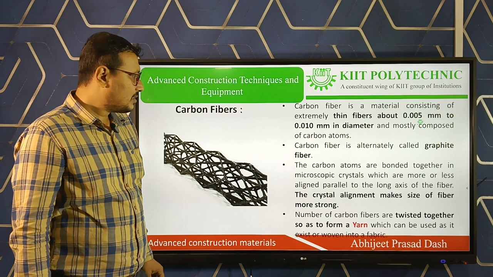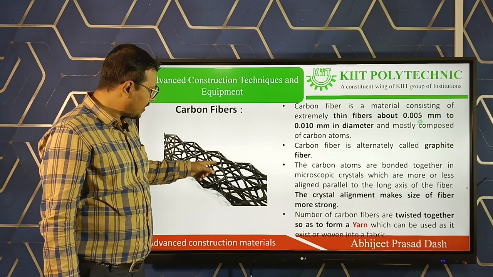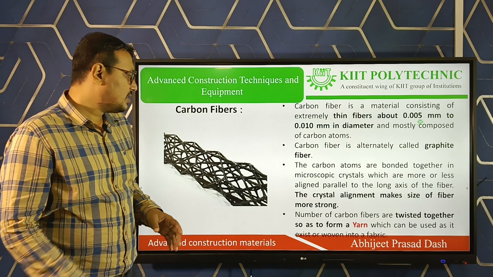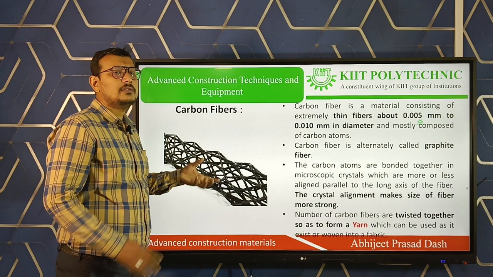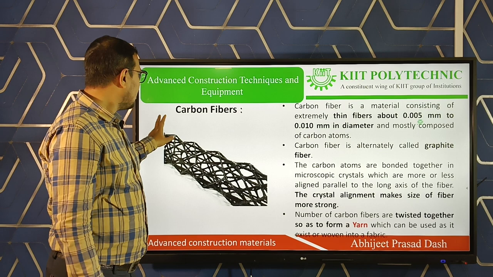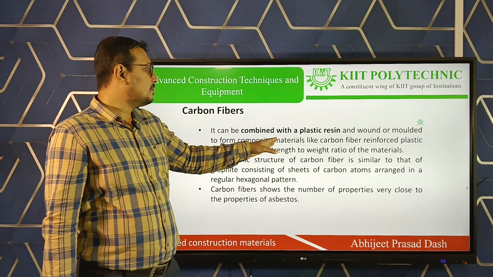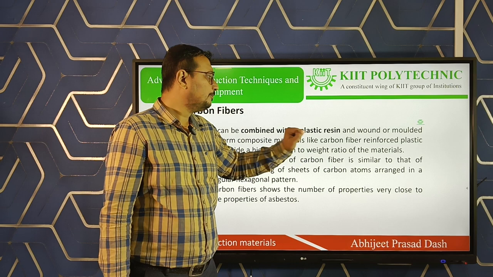A number of carbon fibers are twisted together, as we see here, in a combined form so as to form a yarn, which can be used as it is or woven into a fabric. So we use a number of carbon fibers to make a fabric, and the fabric has more strength. Carbon fibers can also be combined with plastic resin, and wound or molded to form composite materials like carbon fiber reinforced plastic, to provide a high strength to weight ratio.